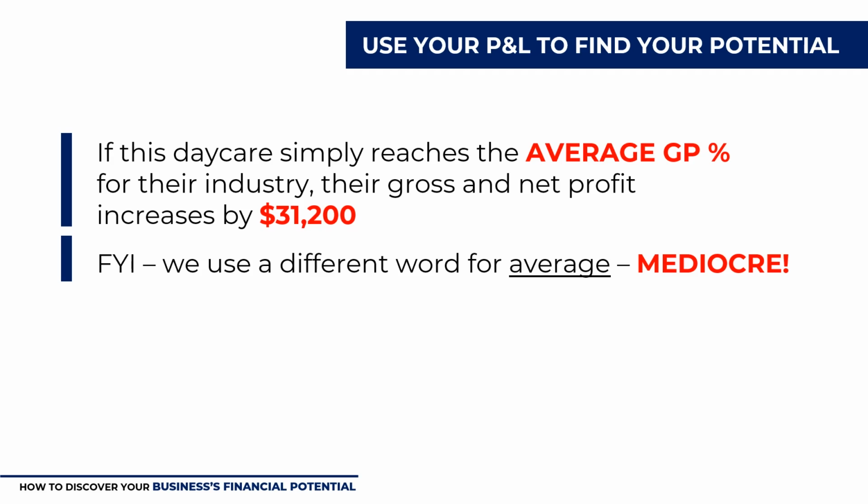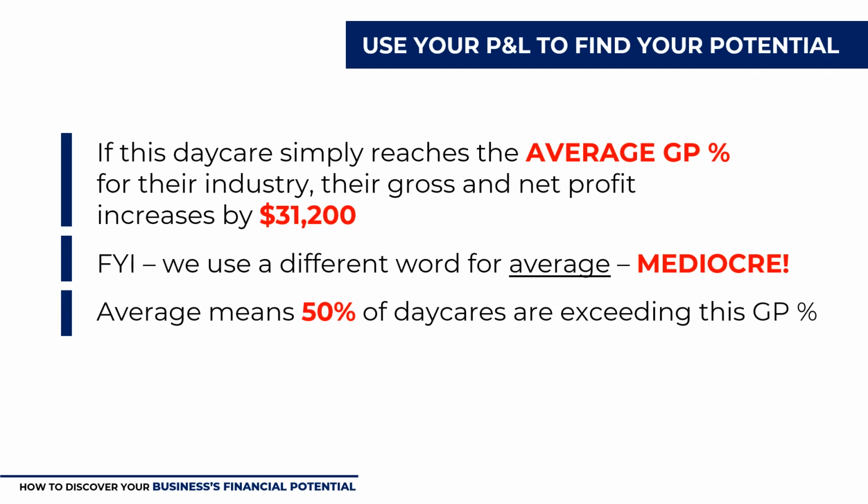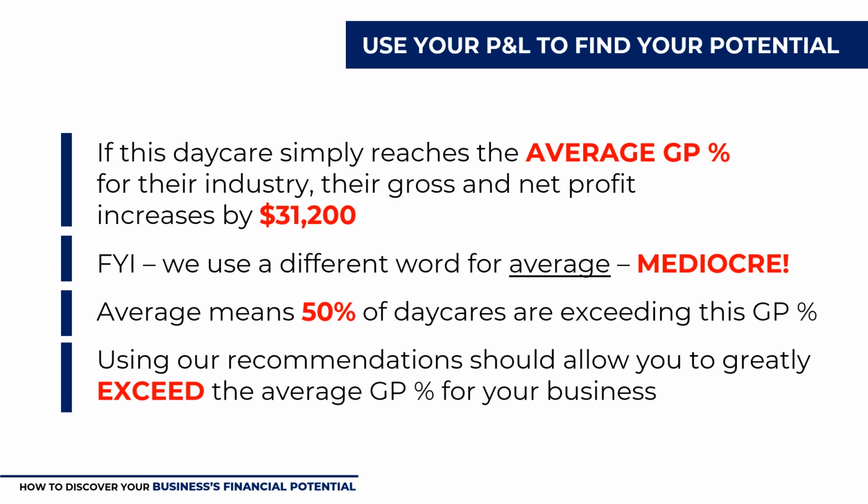Average means mediocre, basically run-of-the-mill. Average means 50% of daycares are exceeding this gross profit percentage. So there is still plenty of upside potential for any business that has attained their industry average. The recommendations we have given you throughout this program should allow you to greatly exceed the average GP percentage for your business. You know several ways to increase revenue, several ways to lower COGS and overhead, and none of them require you to spend a cent to do it. This is like discovering a treasure map for your business.